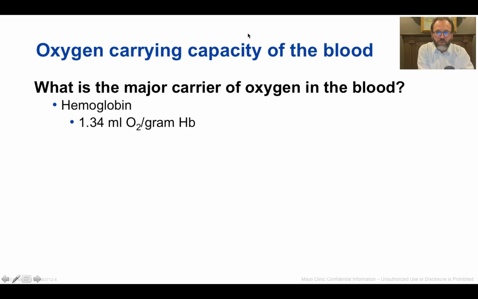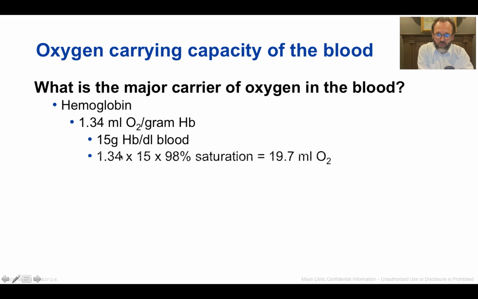So now, again, when we come back and we say, what's the major carrier of oxygen in the blood? Hemoglobin being 1.34 mL of oxygen per gram of hemoglobin, 15 grams of hemoglobin per deciliter of blood: 1.34 times 15 times 98% saturation, which is calculated based off of an alveolar partial pressure of oxygen of 100. We get about 19.7 mL of oxygen per deciliter of blood.